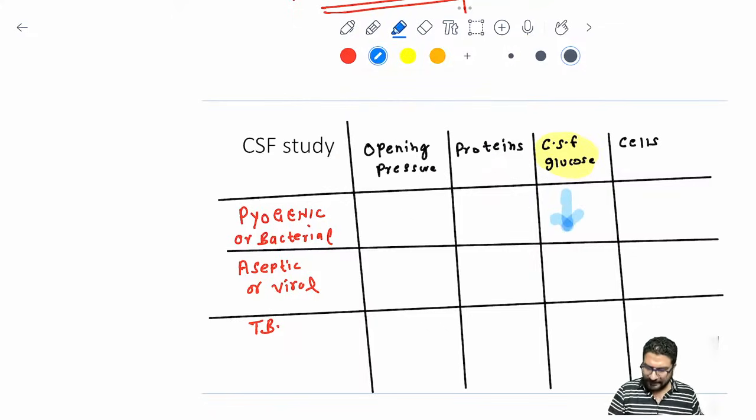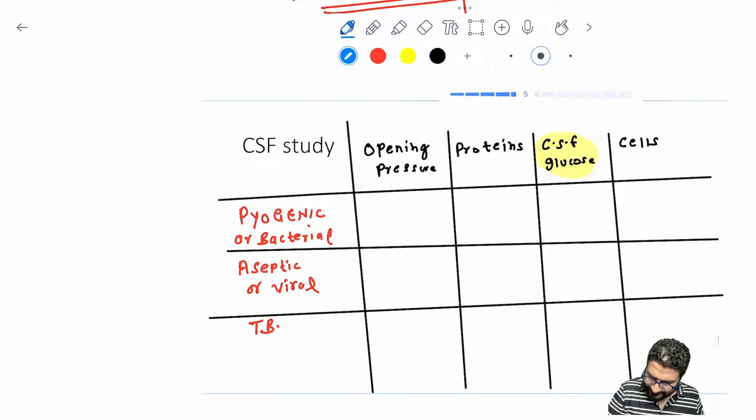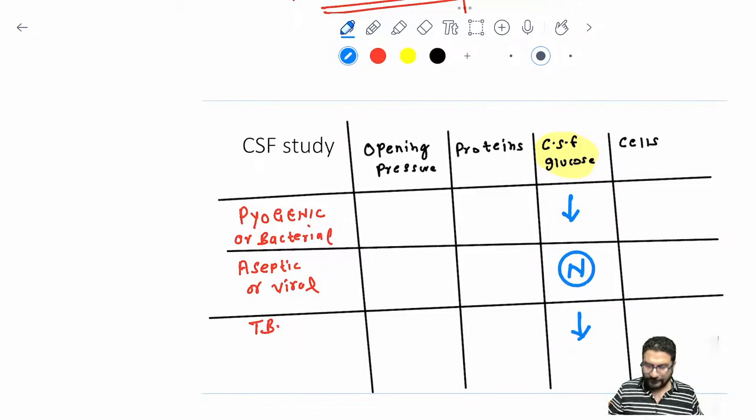Now understand this thing. If you ask me, TB is also bacteria. तो देखो फिर से एक बार, in bacterial meningitis it will be lesser. So TB is also bacteria, so it will be decreased. Virus doesn't love sugar, so it will be normal. Done. तो सबसे पहले क्या देखना है? Sugar.